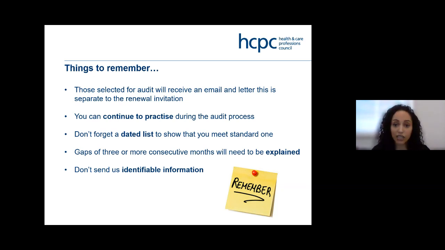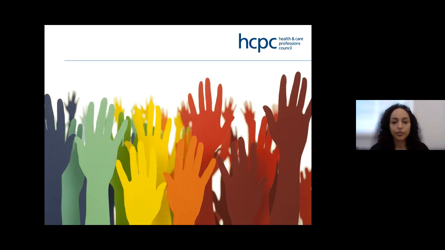Don't forget your data list to show that you meet standard 1. Any gaps of 3 or more consecutive months will need to be explained. And please do not send us any identifiable information. What we mean is anything that might have any service user information, whether it be your colleagues, your patients, or your team members. Please ensure these are redacted. You can submit documents that might have their names, but please ensure you redact that first. That's very important to remember.